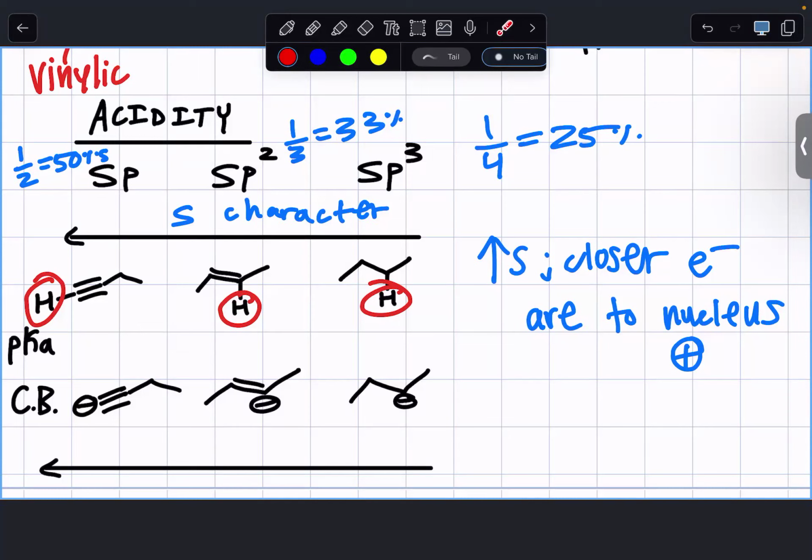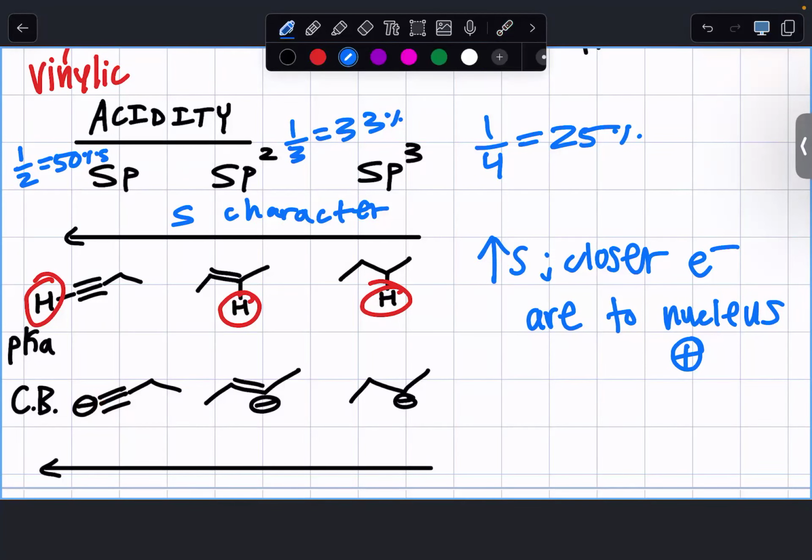So the one that has the most S character, SP, is going to be the most stable negative charge, because this negative charge right here is on the SP atom, which has the most amount of S character, which means that this negative charge is closest to the nucleus. And if it's closest to the nucleus, it's stabilized because the nucleus has positive charges and opposite charges attract. Negative charges attract positive charges. So that's why the SP alkyne is the most acidic.